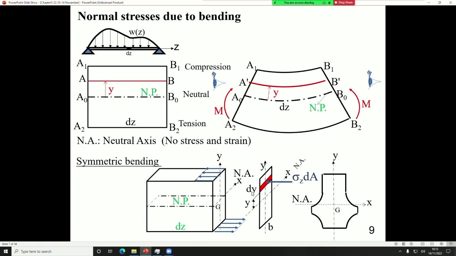Now we assume the section has at least one axis of symmetry. So the one on the right hand side also has one axis of symmetry. So the theories I'm going to cover for you are not necessarily for a rectangular section, but for any section which has at least one axis of symmetry. So on this slide, I'll show you the concept of normal stress when a beam is subject to bending. If there are no questions, I'll move on to the next slide.